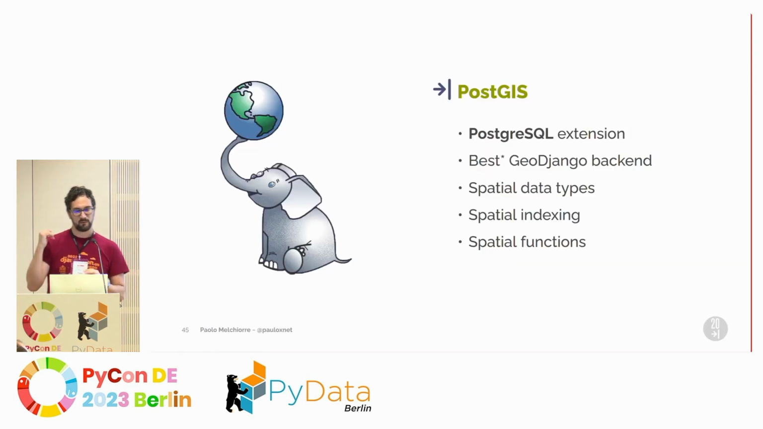To do that, first let's start using PostGIS as a new backend engine. PostGIS is a Postgres extension, and it's also the best database backend for GeoDjango. It internally integrates spatial data and has special data types, indexes, and functions.